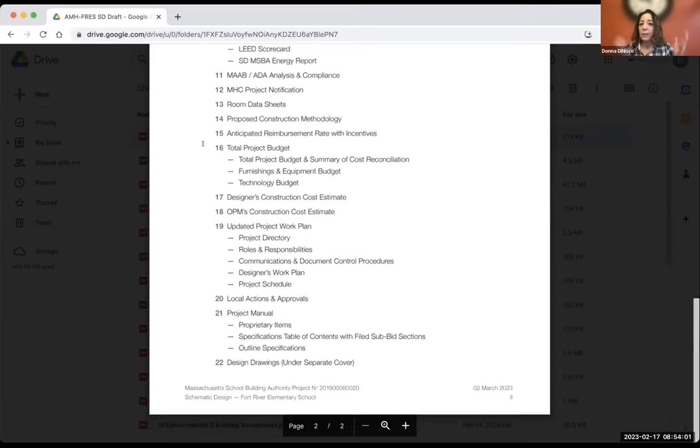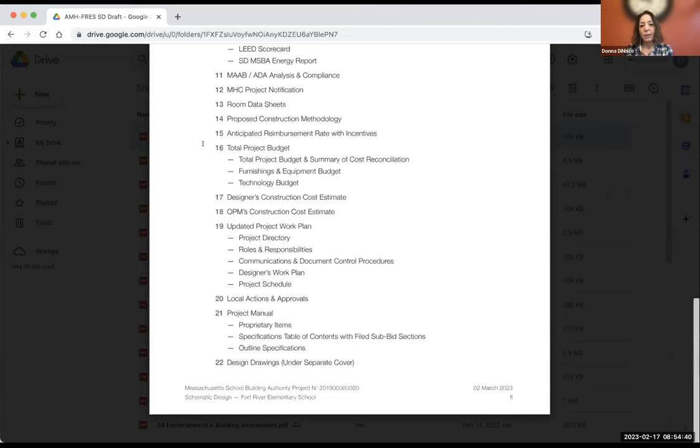The total project budget is everything that we've talked about as it relates to the overall cost. Margaret will go into that. The F&E budget and technology budget. And those are really quite detailed. And these two are schematic in nature, but it establishes the basis of the cost. We've included the designer and OPM's cost estimates, the updated project work plan, which really is just to have everything in one place for MSBA to understand who we are, how we're working.